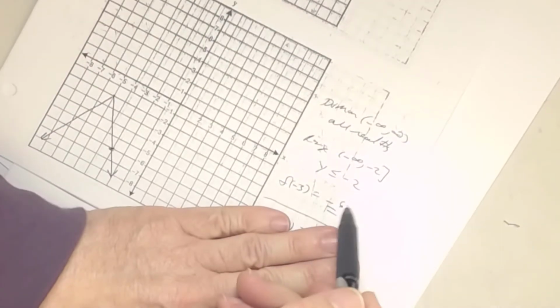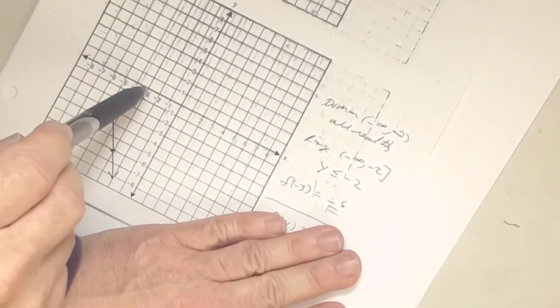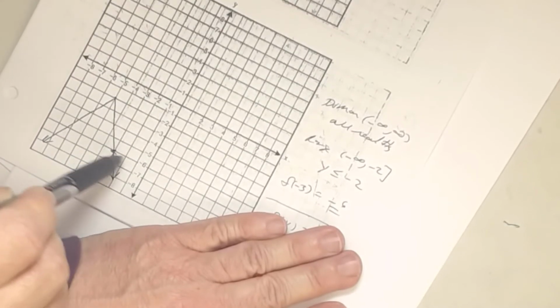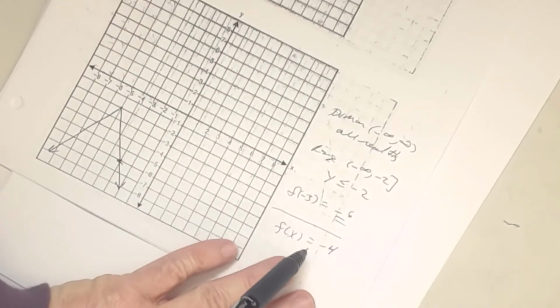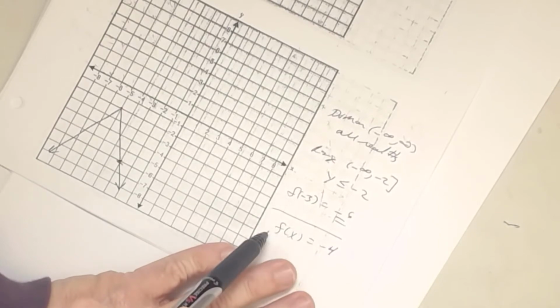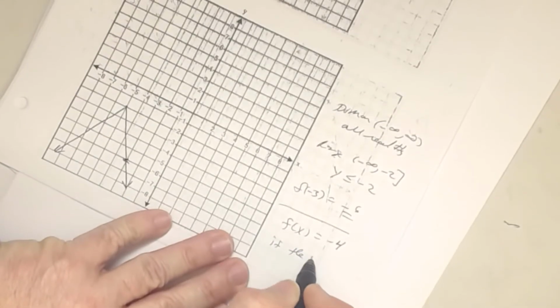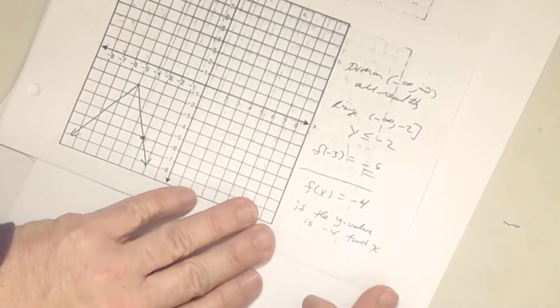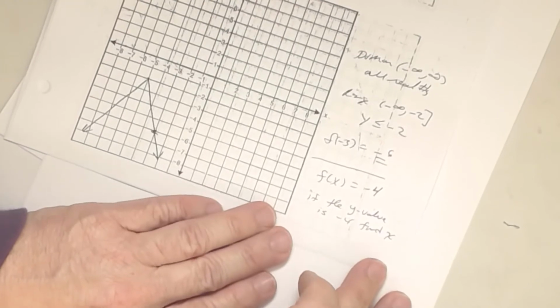What they're asking is this. Remember, earlier the question was: what's the y value when x was -3? You look for where x is -3, here's the point, correct? And there was the y value. The y value is -6. Now they're asking: if the y value is -4, what is the x coordinate? So if the y value is -4, find x.